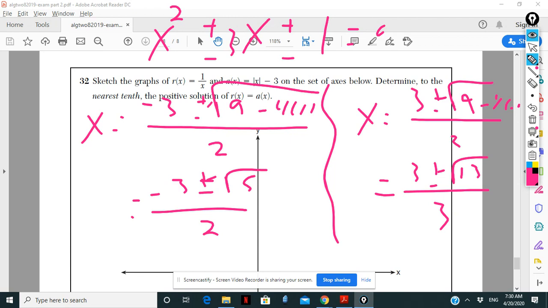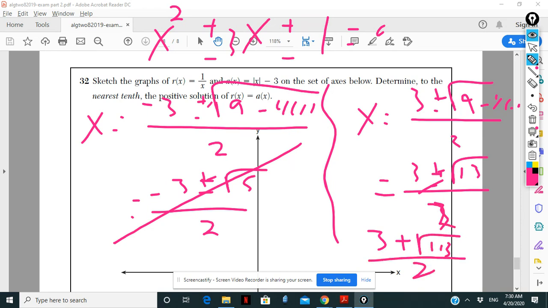And in that case, since he wants to know the positive values, negative 3 is less than positive radical 5, so that's going to be a negative solution, and radical 13 is more than 3, so the only solution is going to be 3 plus radical 13 divided by 2. That's the end of that part.